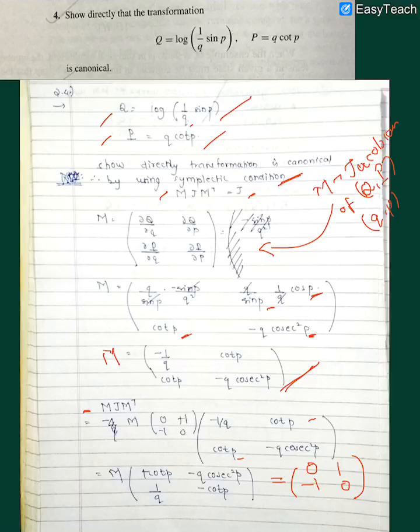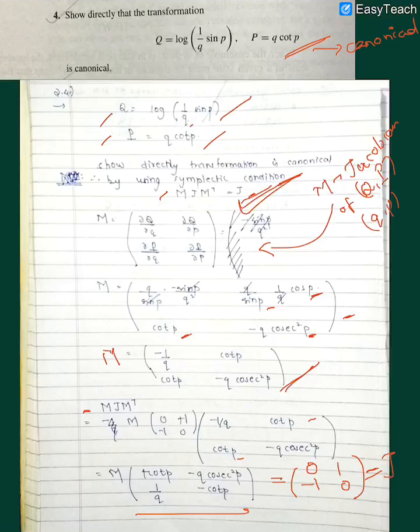Once again I will multiply this matrix with the M matrix, and what will be left is just 0, 1, minus 1 and 0. So this is nothing but equal to J. This tells me that the given transformation is canonical. Reason? It follows the symplectic condition. So this is the fourth question. It's a very small question, and now we will move on to question 5.